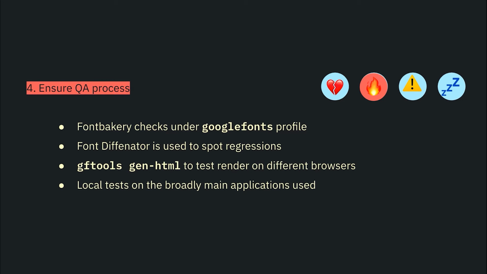Fontdiffenator is the tool used to compare the family against the same families served in Google Fonts to spot regressions between font releases. Things like glyphs, kerning, marks, mark-to-marks, names, and attributes are inspected. GFTools Gen HTML allows us to test how font families render on different platforms and browsers. Local tests must be done on the broadly used main applications: Microsoft Word, Photoshop, Illustrator, InDesign, among others.